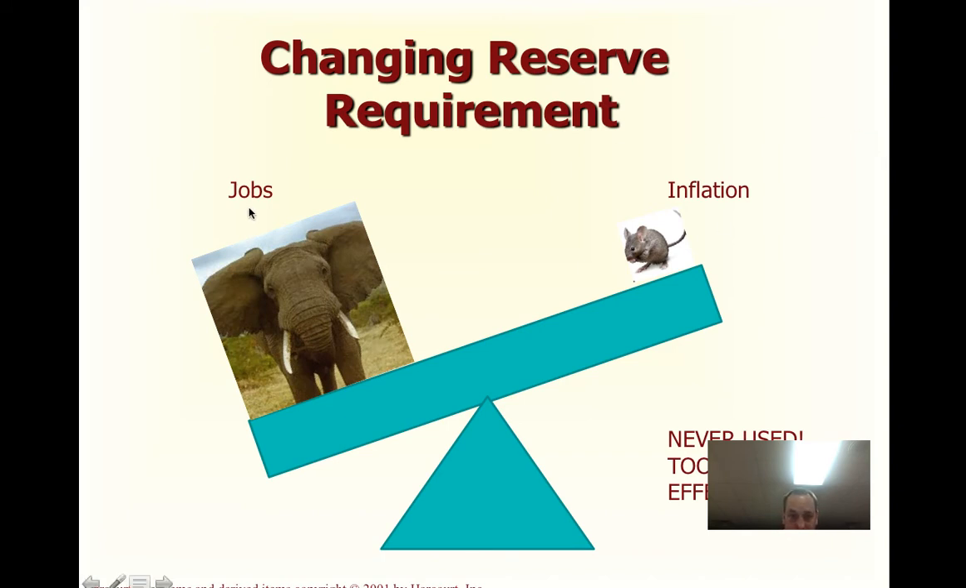On one side we have jobs, and the way we help out the jobs category is by putting money in circulation. The way we help out the inflation category is by taking things out of circulation. So these two things are on a teeter-totter, and our government is constantly trying to balance those. And what we have learned is changing the reserve requirement is like throwing an elephant on the teeter-totter. And it's way too strong and way too powerful. So we want to try not to use this policy if at all possible.